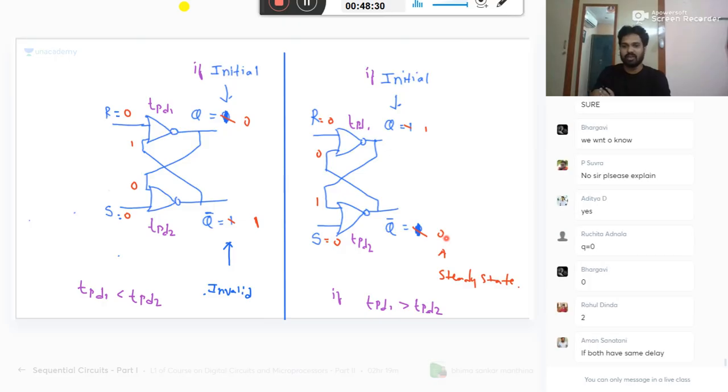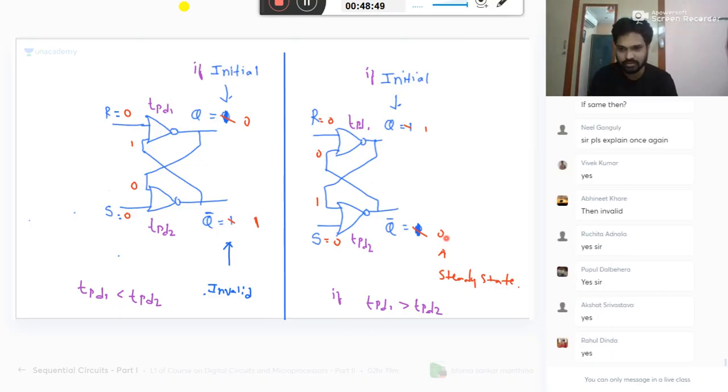Yes, I will explain. Definitely, Aman, don't worry. If both have the same propagation delay, then also we will explain that next. Don't worry, I don't leave you like that. Firstly, this point should be clear, then I will move further. What is your doubt, Ganguly? Please ask me clearly. I can explain. Don't worry.